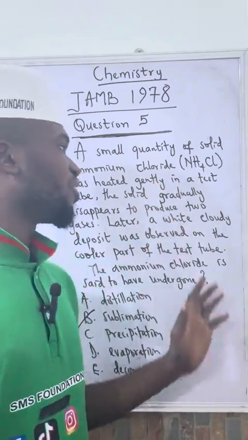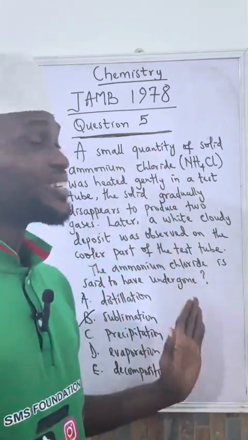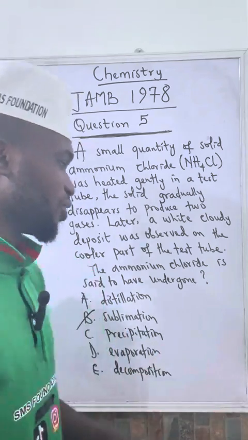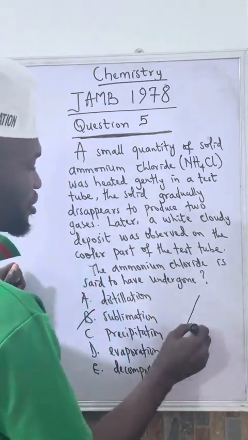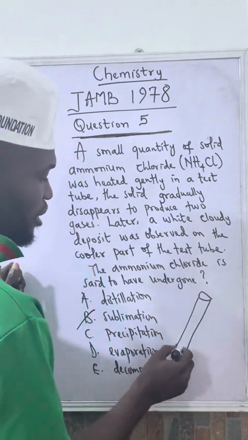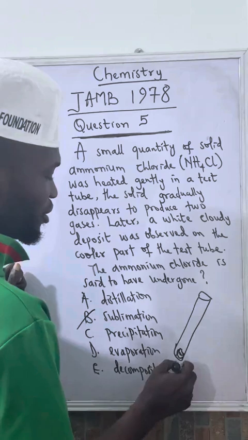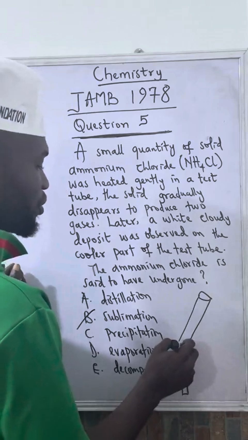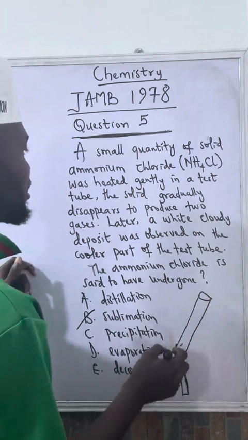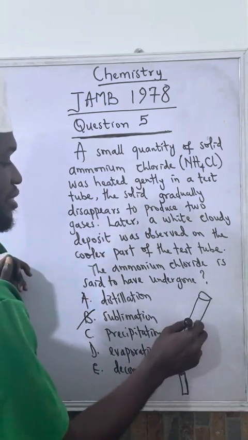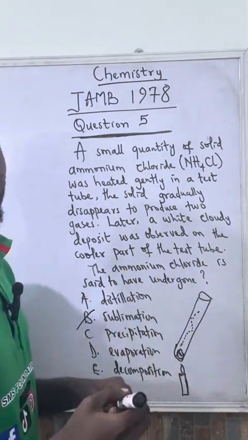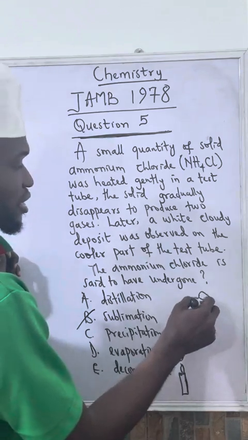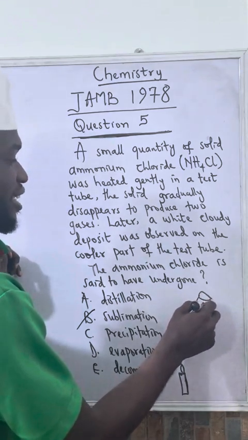So in this situation, all the explanation that you are seeing here is about sublimation. Say this is the test tube, and here we have the ammonium chloride. Let's say this is the source of heat. When you add heat to it, they said the solid disappears, that is, it disappears into gas to form another deposit here, a cloudy deposit.